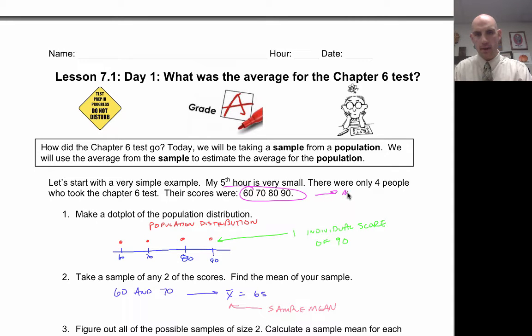be called the mean, is equal to, and we're going to use this symbol here, looks like a U, and it's going to be 60 plus 70 plus 80 plus 90. Our actual mean is going to be the sum over 4, and it's going to be 75.